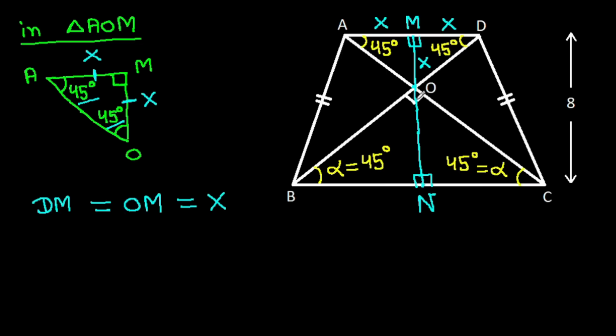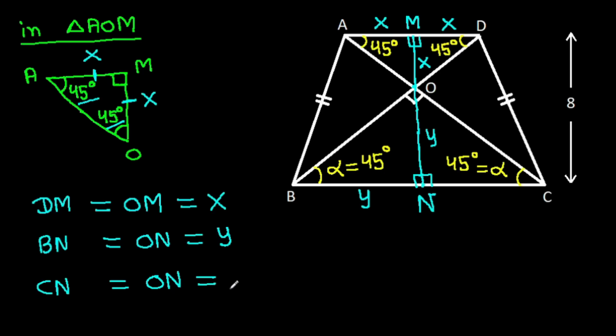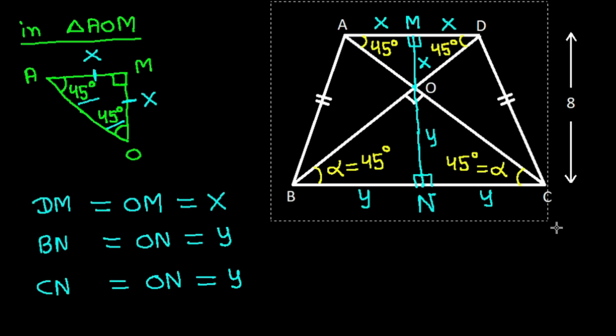And suppose ON is Y, then BN will be equal to ON, that will be Y, BN is Y, and CN will be equal to ON, that will be Y, CN is Y.